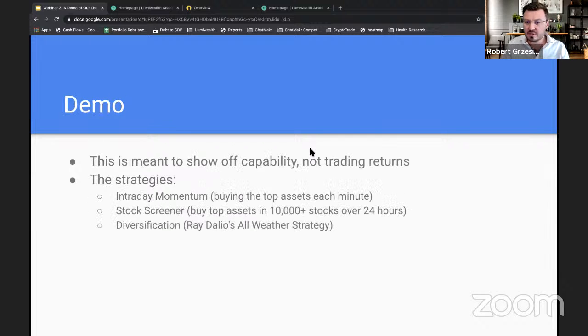Okay, and now to show off the demo, right? First of all, this is meant to show off capability, not trading returns. We have our own algorithms that we use for our investors. We're not sharing that right now. During our course, we can allude to some of the things that we do for our trading if you'd like, but it is not something that we make public because we do run an investment fund. So we try to be careful about that sort of thing.